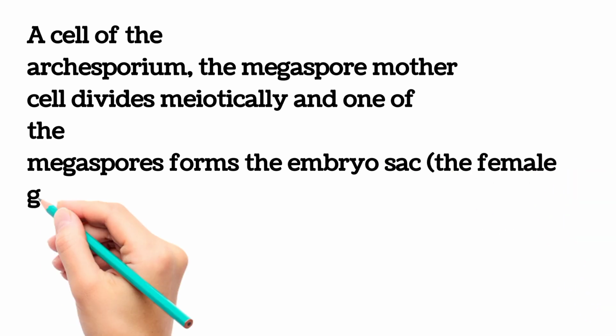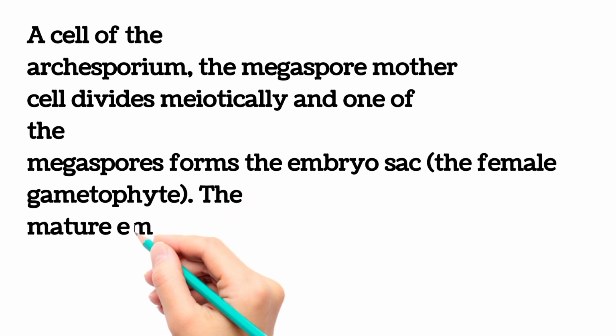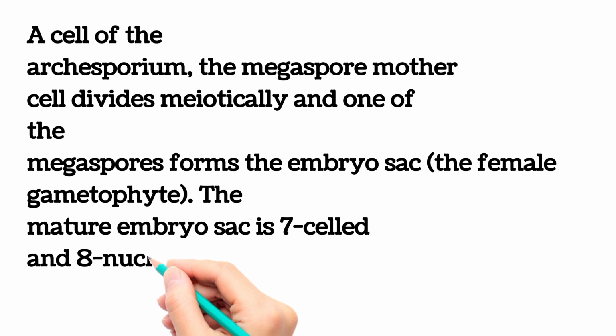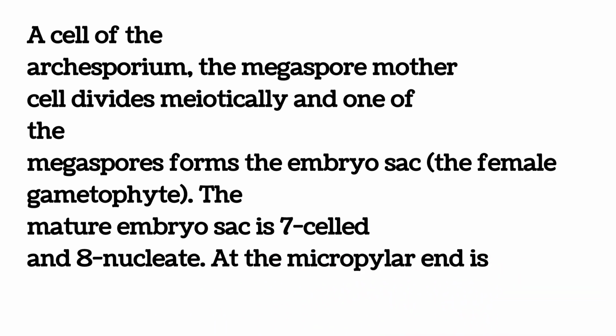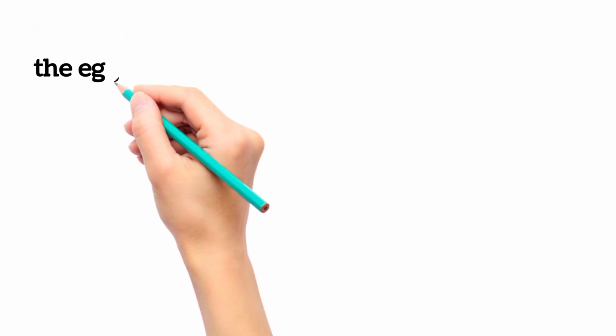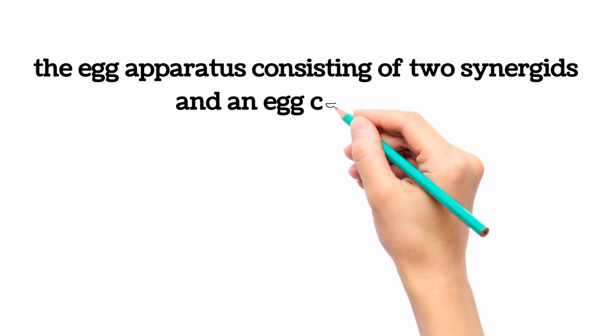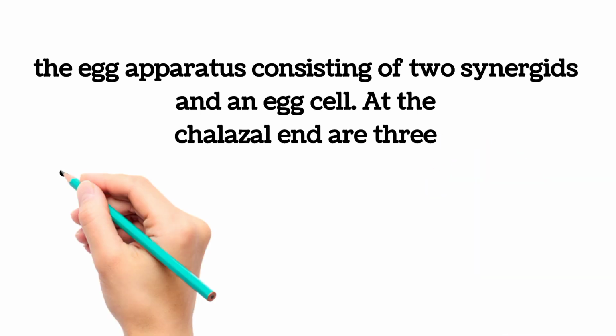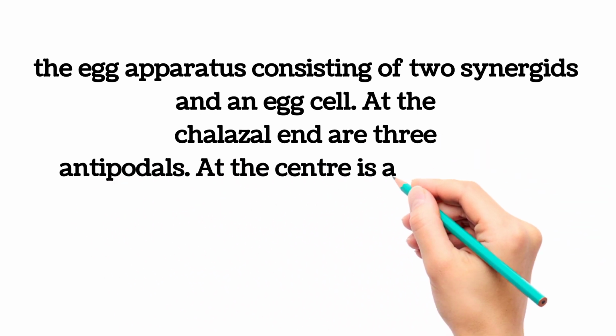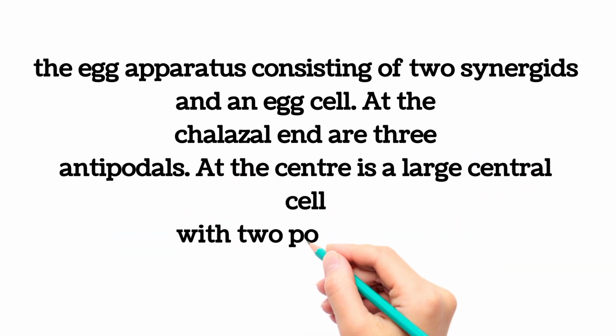the female gametophyte. The mature embryo sac is 7-celled and 8-nucleate. At the micropylar end is the egg apparatus consisting of 2 synergids and an egg cell. At the chalazal end are 3 antipodals. At the center is a large central cell with 2 polar nuclei.